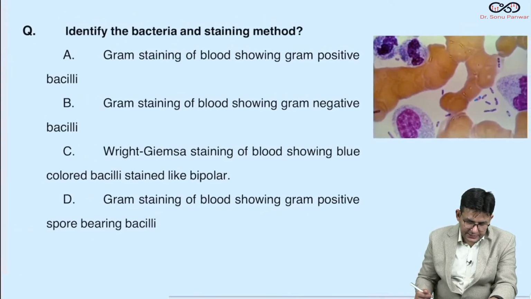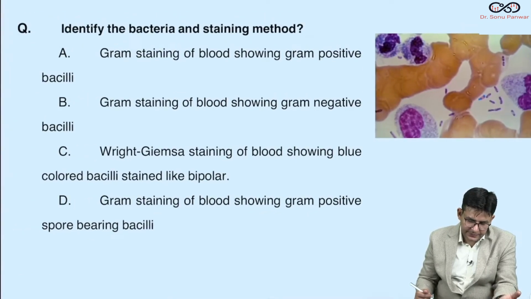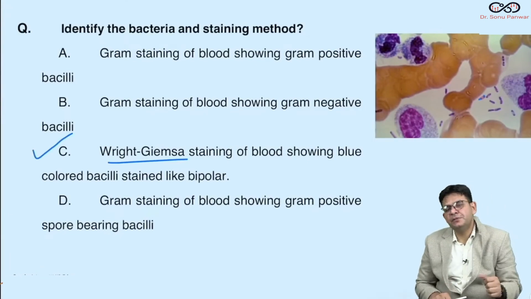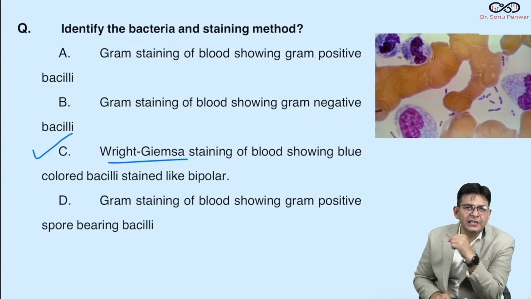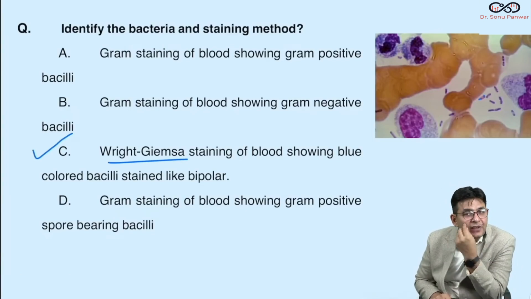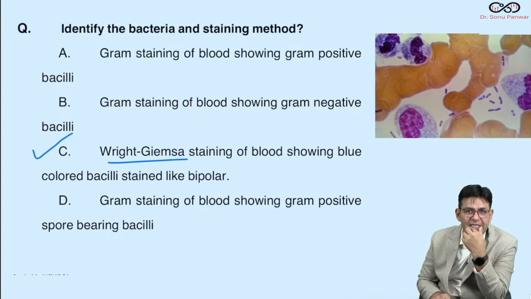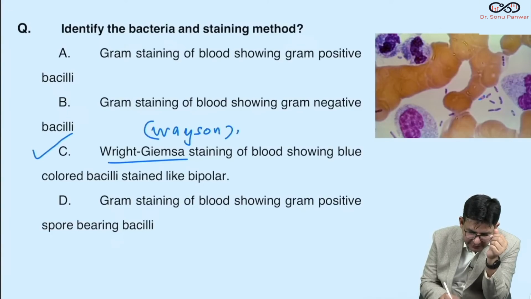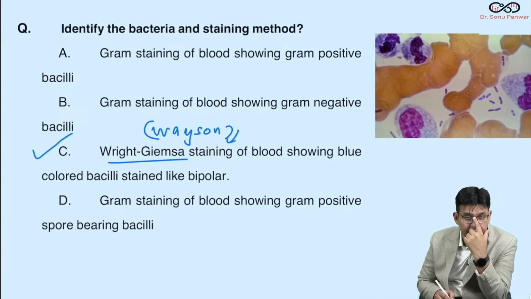Answer is C. Giemsa stain. So you can stain the Yersinia pestis by the Giemsa also, and this has come in this NEET PG exam. Giemsa stain. And if it is for Giemsa stain, one more stain name you should know, Wayson stain. Wayson staining and Giemsa staining are the characteristic stains done for Yersinia pestis.